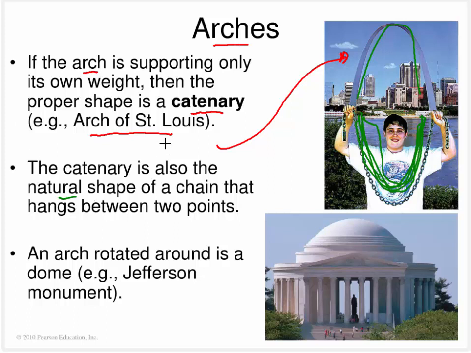If we took an arch like a catenary and rotated it about itself, so take an average everyday catenary and rotate it 360 degrees, then you just have a dome that supports its own weight, kind of like the Jefferson Monument that you see right here.